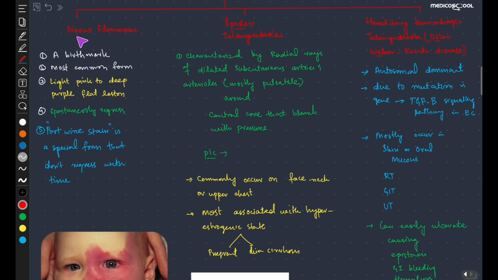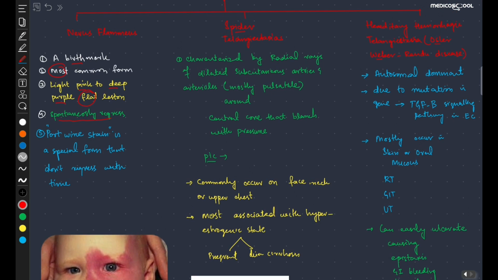So talking about the first one, which is called the Nevus Flammeus, it is also called a birthmark. It is the most common form, and it ranges in color from light pink to deep purple, and it is a flat lesion. The important point is that, like the capillary hemangioma, it also regresses spontaneously.